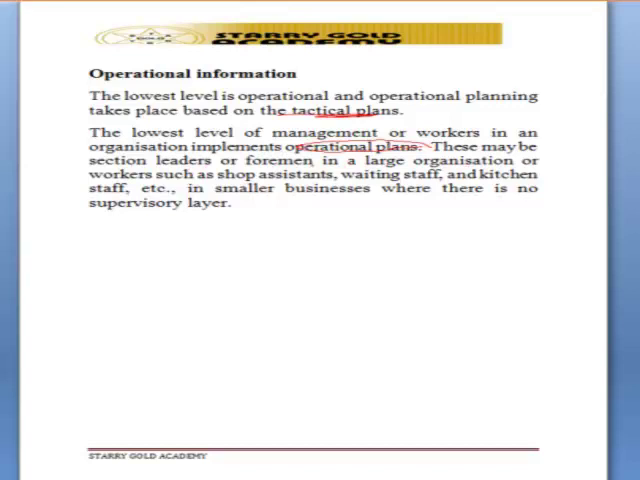When we have a very big organization, we can have section leaders or we can have foremen. Or workers such as shop assistants, that is when we are trying to consider a very small organization, waiting staff and kitchen staff. For example, in smaller businesses where there is no supervisory layer. So, results of operational work will usually be passed upwards.